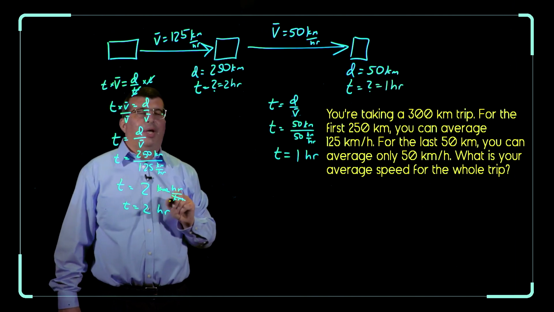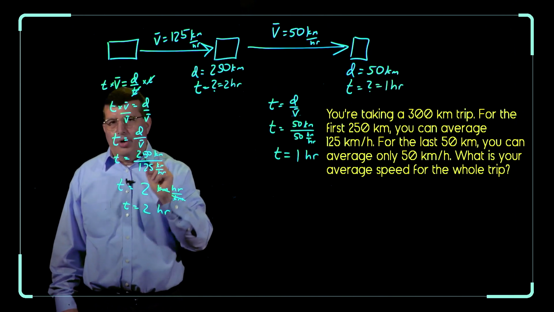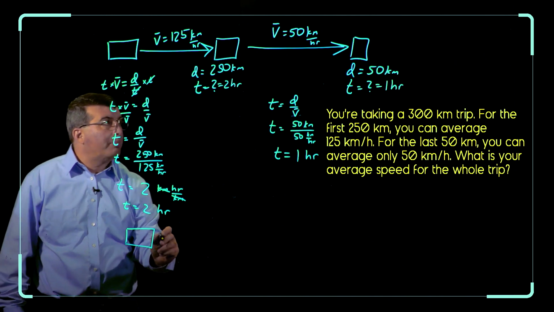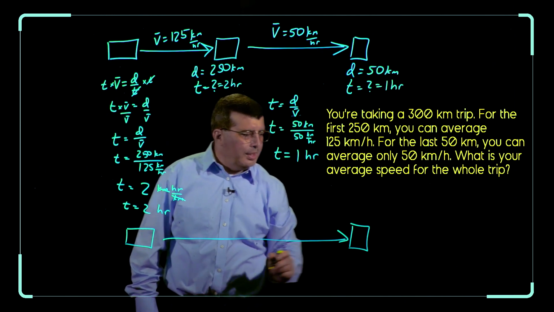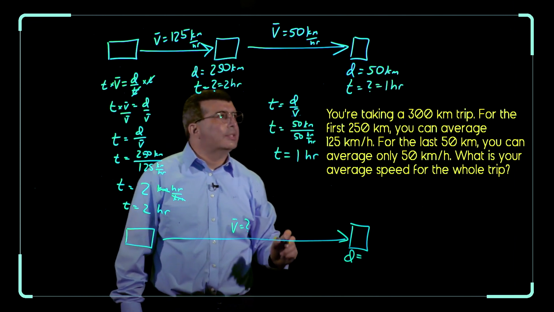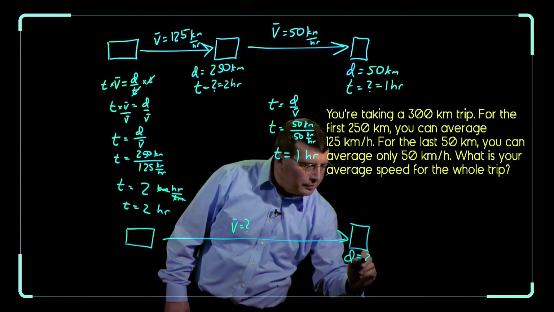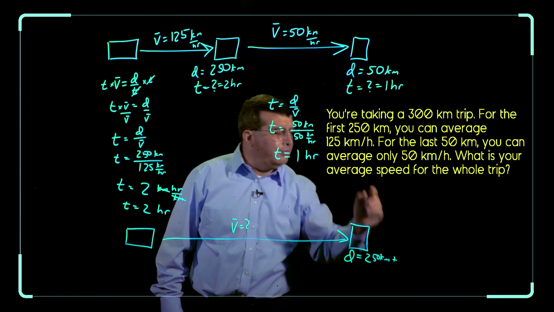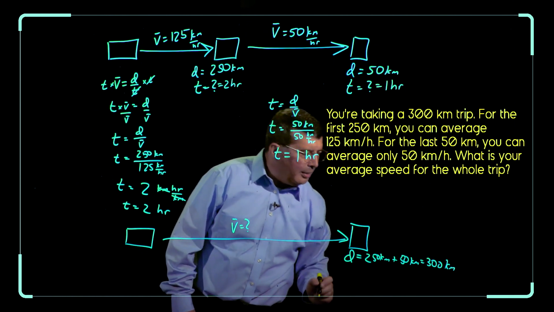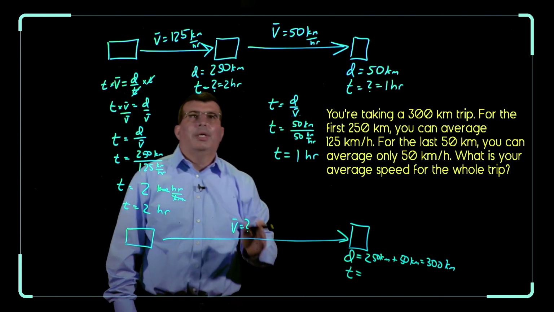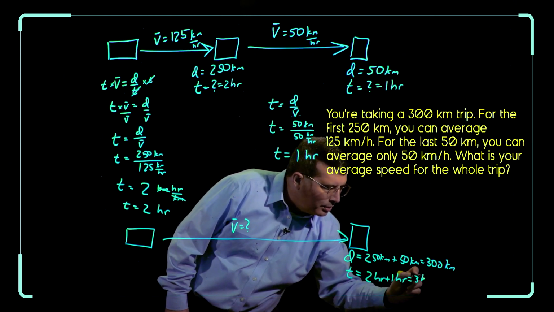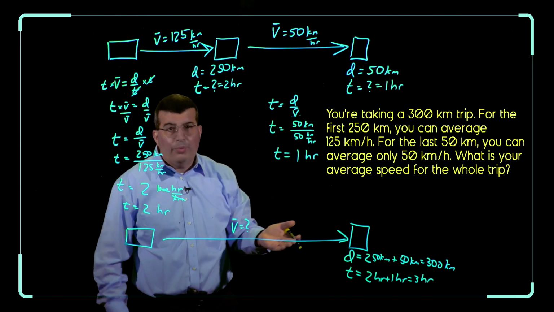Okay, well, I'm going to need another diagram to represent the whole trip. And I'm just going to write it down here. So now, instead of breaking your trip up into 2 parts, it's one long trip. The question is, what is the average speed? We know that the distance is 250 kilometers plus 50 kilometers, which is 300 kilometers. And the time is 2 hours plus 1 hour, which is 3 hours. And now we use the same equation.